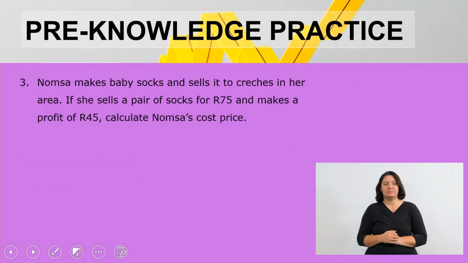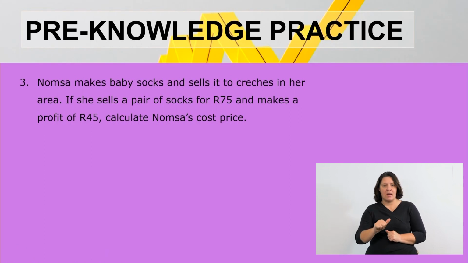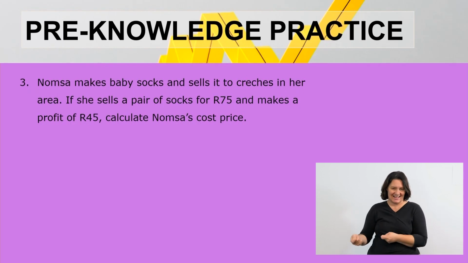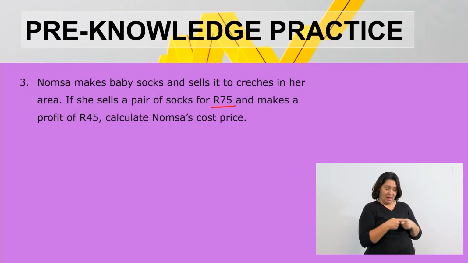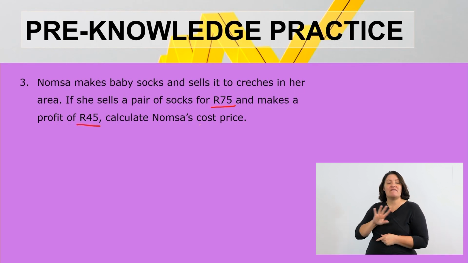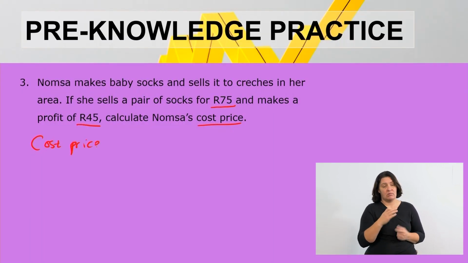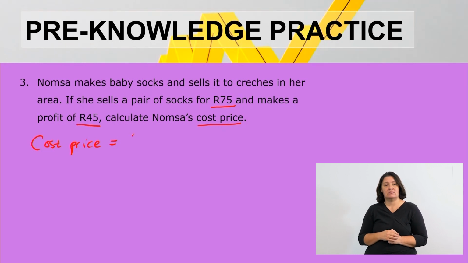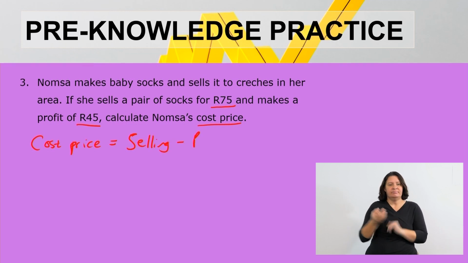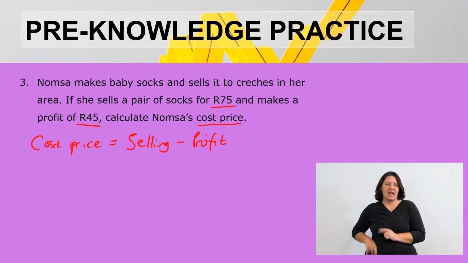Let's look at next question. So question number 3, it says, Nomsa makes baby socks and sells it to crèches in an area. If she sells a pair of socks for 75 Rand and makes a profit of 45 Rand, calculate Nomsa's cost price. So what are we looking for here? So we are looking for cost price, right? So always important to start with your formula first. So how do I calculate my cost price? That will be my selling price minus whatever my profit is that I would like to add to that product.